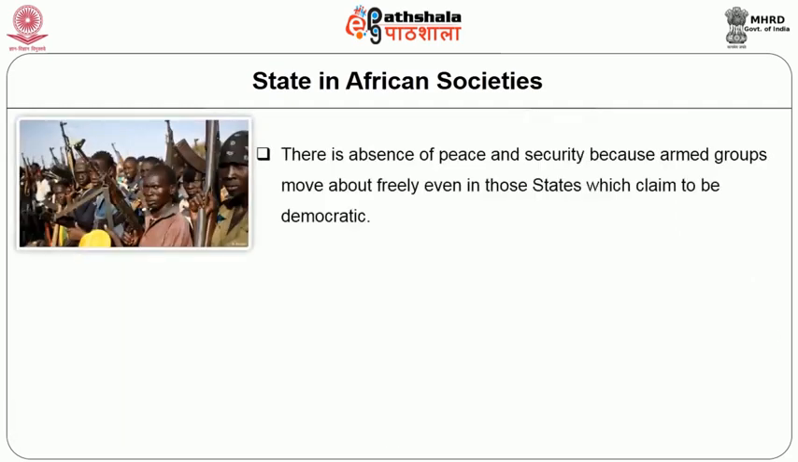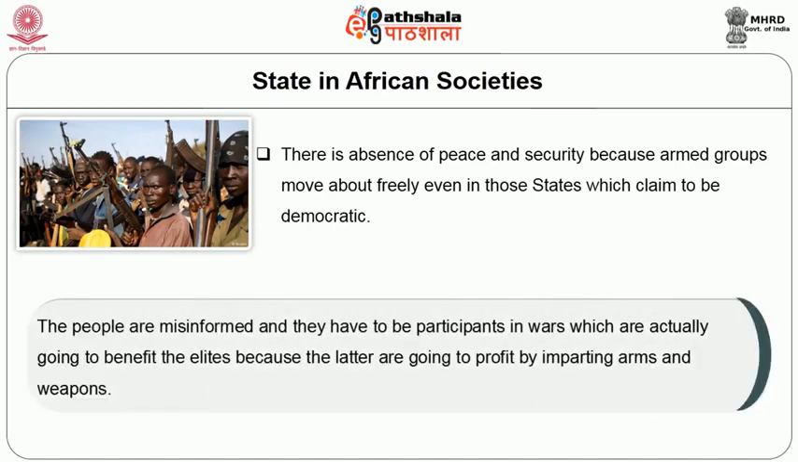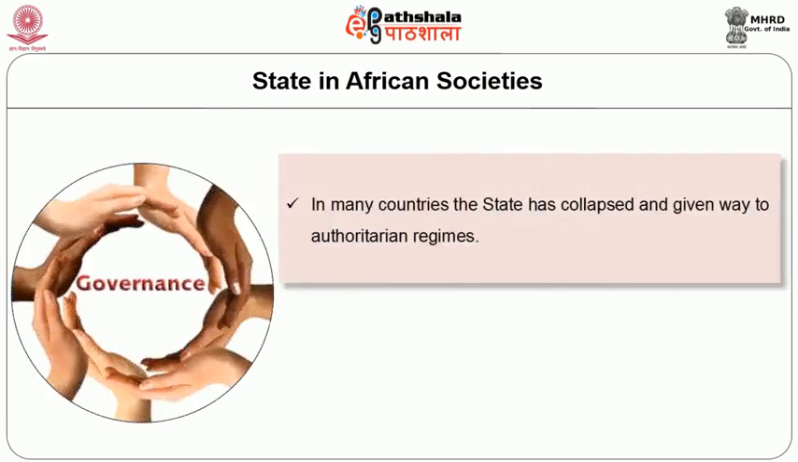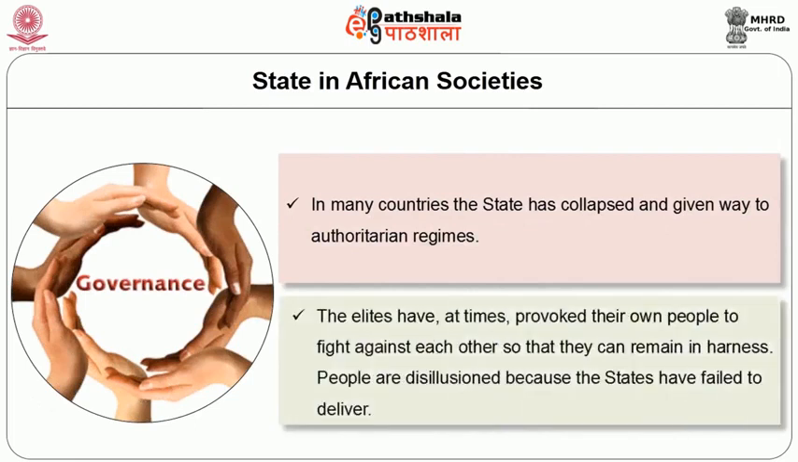There is an absence of peace and security because armed groups move about freely even in those states which claim to be democratic. The people are misinformed and they have to be participants in wars which are actually going to benefit the elite, because the latter are going to profit by importing arms and weapons. In many countries, the state has collapsed and given way to authoritarian regimes. The elites have at times provoked their own people to fight against each other so that they can remain in harness. People are disillusioned because the state has failed to deliver.